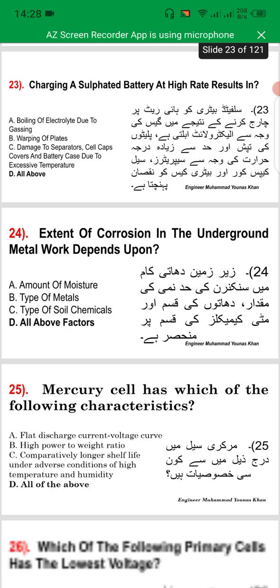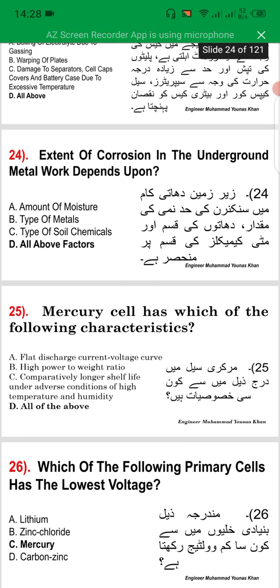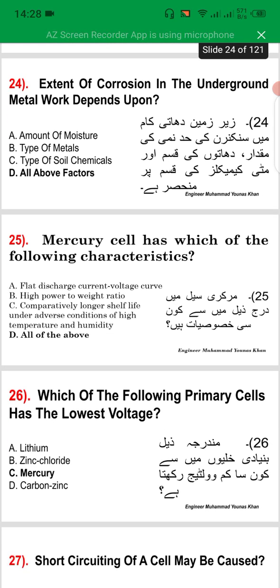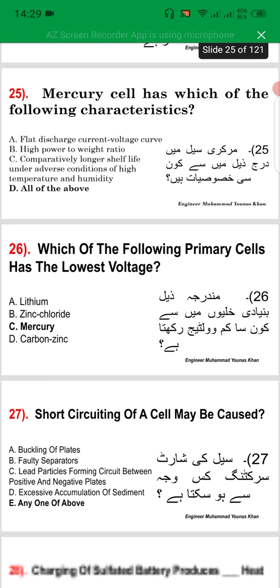Charging a sulfated battery at high rate results in boiling of electrolyte due to gassing, warping of plates, damage to separators, cell caps, cover and battery case due to excessive temperature, all above. Extent of corrosion in underground metalwork depends upon amount of moisture, type of metals, type of soil chemicals, all above factors. Mercury cell has which of the following characteristics?